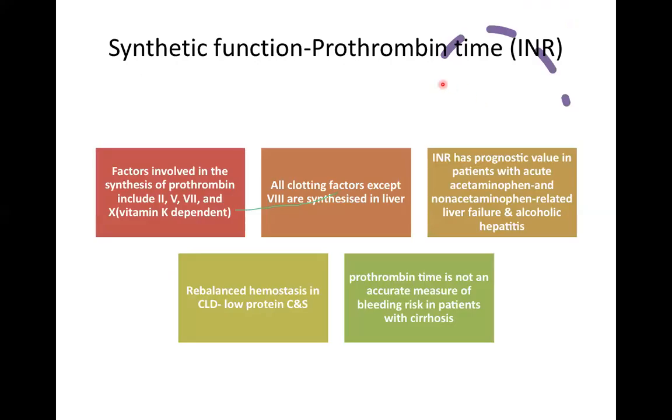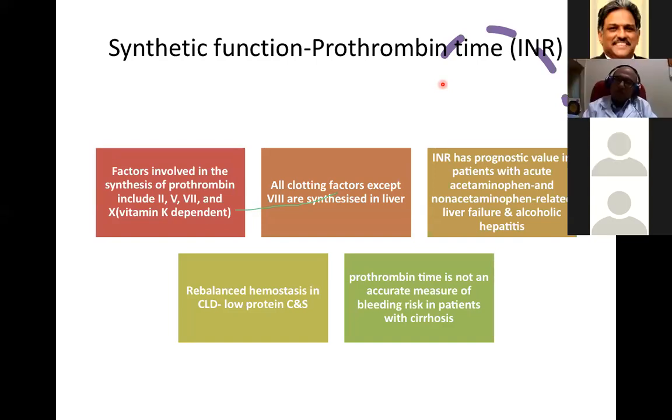The next part will talk about the synthetic function of the liver. The synthetic function is where the liver has some important synthetic activity in terms of maintaining clotting and in terms of maintaining plasma oncotic pressure. So in terms of clotting, the liver produces most of the factors except factor 8, the anti-hemophilia factor, which comes from the endothelium. But most of the other factors are produced in the liver, and the vitamin K dependent factors 2, 5, 7, and 10 are those that determine the INR.